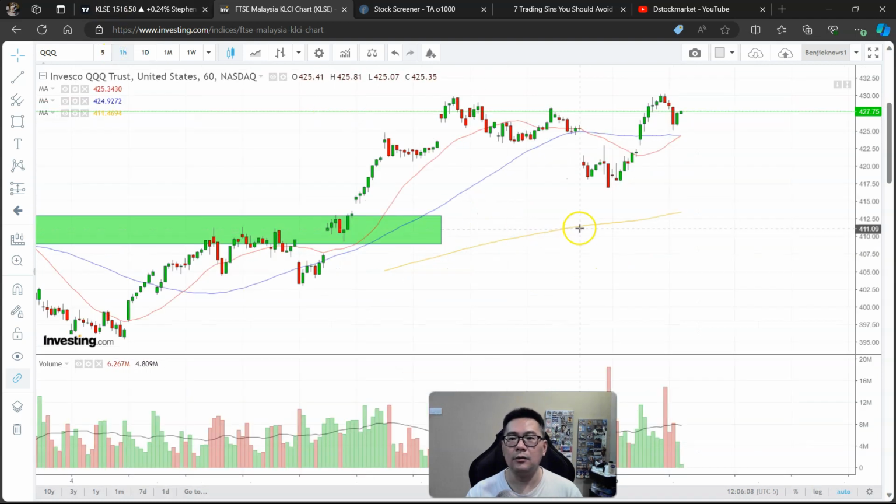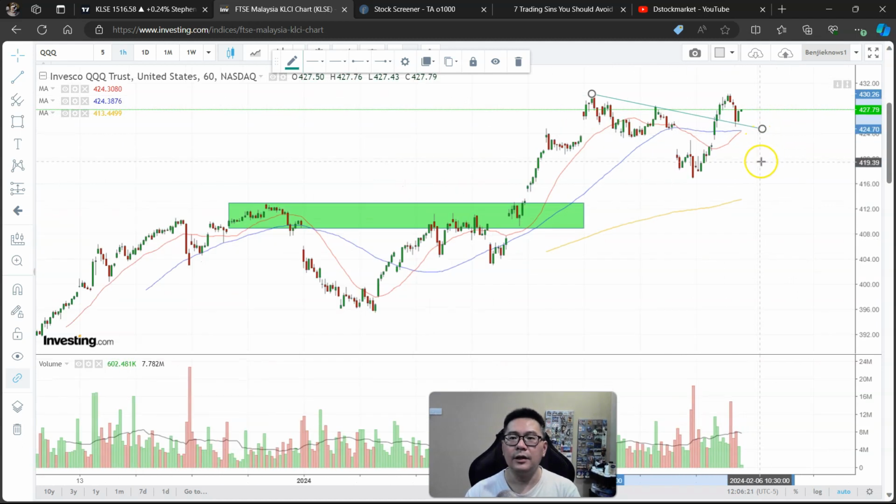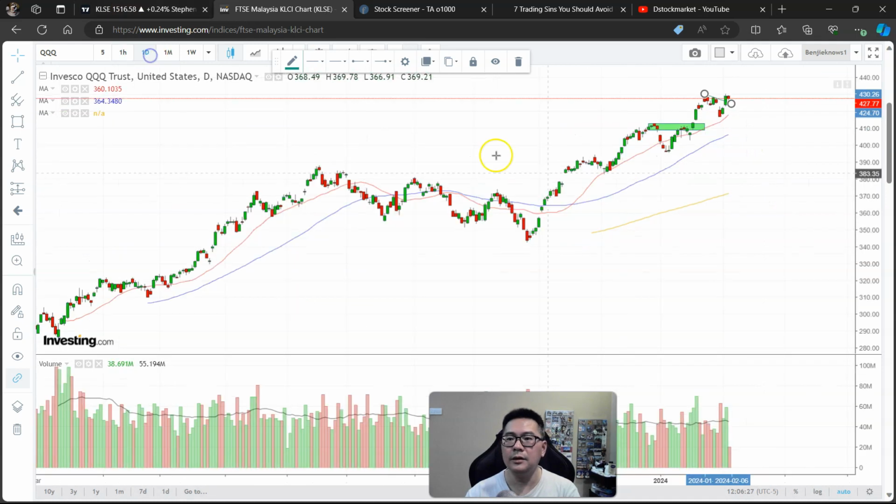Maybe we can look at the 60-minute chart, where it just broke above the downtrend line. So if it continues to stay above the downtrend line, let's be bullish buyers. So nothing to worry too much about at this moment.